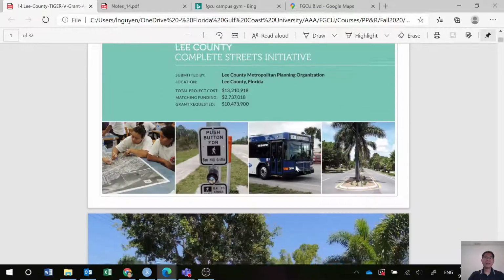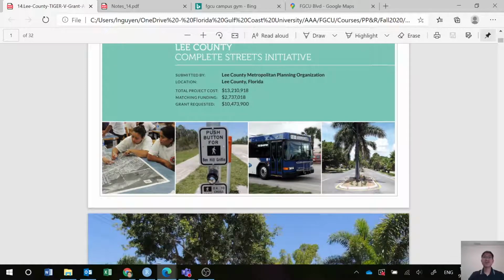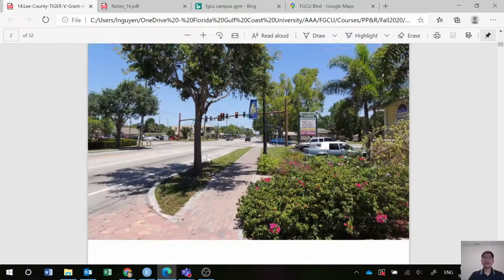For this, they got a federal grant, as you can see here. The grant was more than $10 million from the federal government, called the Tiger grant, plus matching funds from the local government of 2.7 million, and the project cost is more than 13 million in our Lee County area.